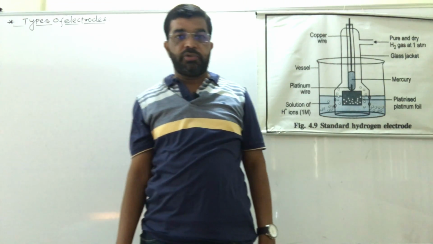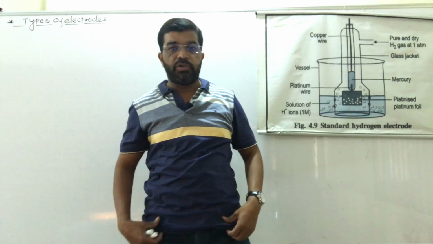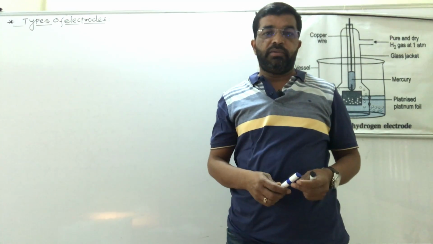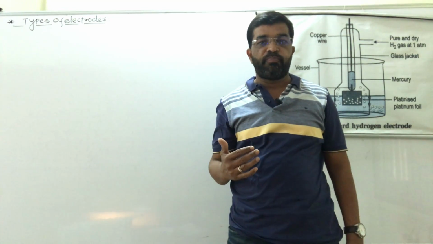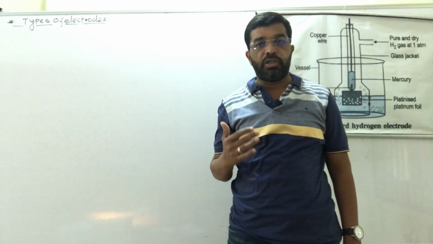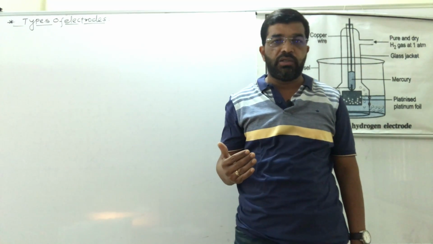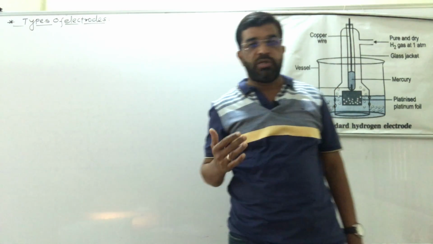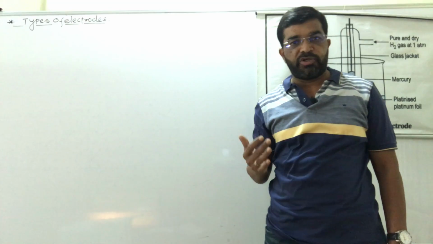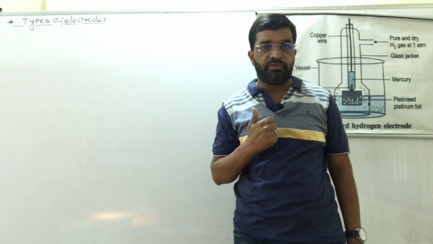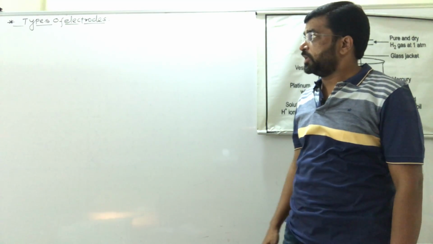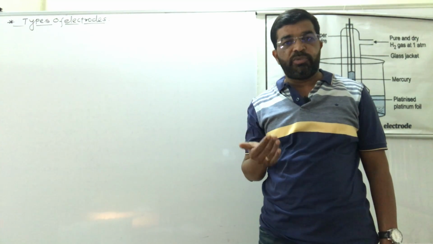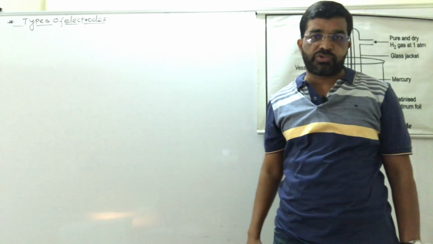Hello students, in the last lecture we studied the Nernst equation, how it is applicable for single electrode potential, and how to determine the cell potential by using the Nernst equation. Now today we are going to study the types of electrodes, and some electrodes in detail.